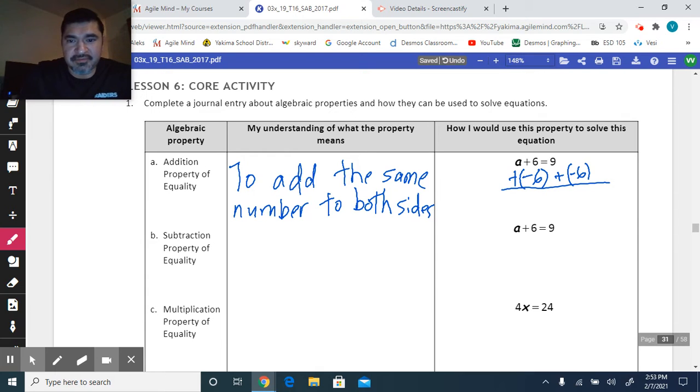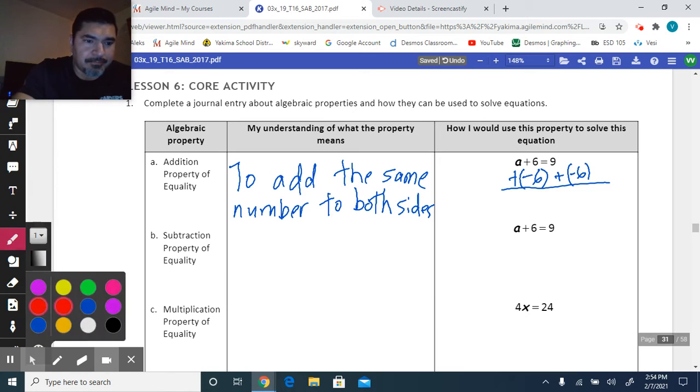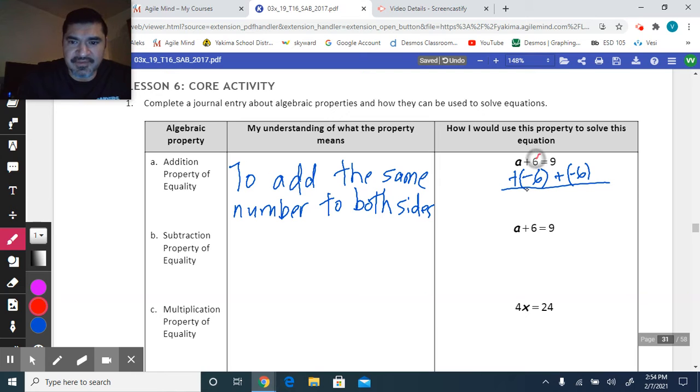Okay, so right here we have a plus 6 and then plus a negative 6. Well, this plus negative 6 is going to take out this positive 6. Okay, so then I bring down my a, bring down my equal sign, and now I have 9 plus negative 6, which is 3.